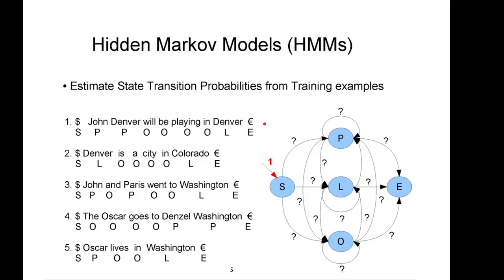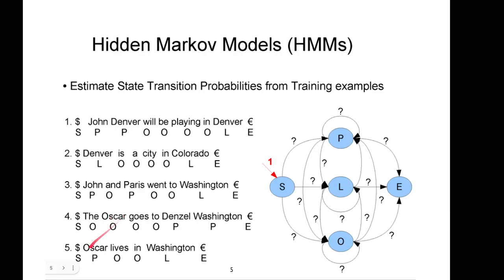Now let's look into this more concretely with an example. So we have here the start symbol $ and the end symbol €, and "John Denver will be playing in Denver." And we have another sentence: "Denver is a city in Colorado." "John and Paris went to Washington." "The Oscar goes to Denzel Washington." "Oscar lives in Washington." And you see all of this ambiguity.